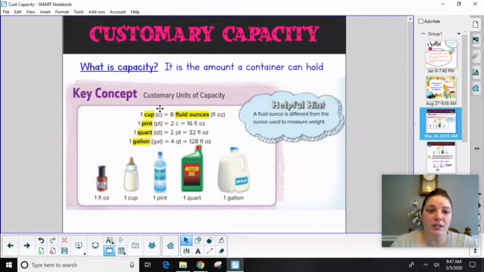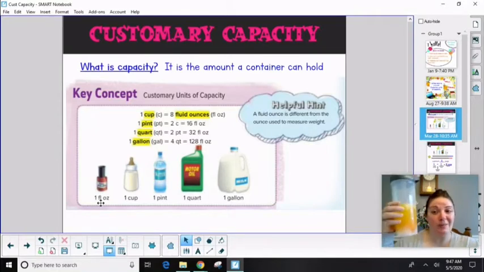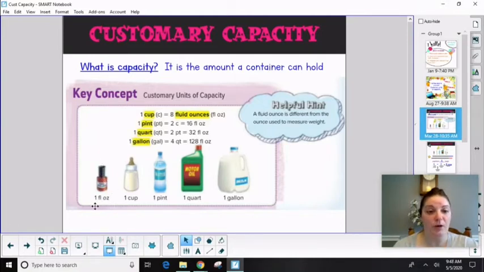The customary capacity system has quite a few units, so this one can be a little tougher to remember. So let's look down here at the different examples for the units of customary capacity. The smallest that we will look at today is the fluid ounce. Now that's different than the ounce that we talked about in our last lesson when we looked at weight. A fluid ounce is different from the ounce used to measure weight. The word fluid tells you that we're talking about liquids and capacity. So 1 fluid ounce is about the amount of liquid in a nail polish bottle.